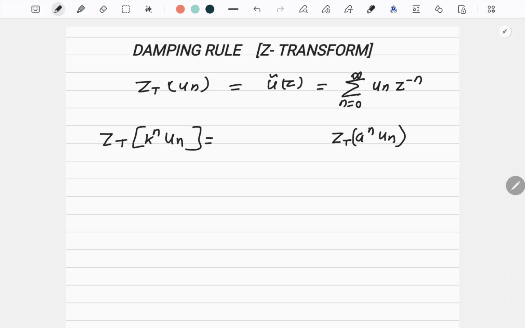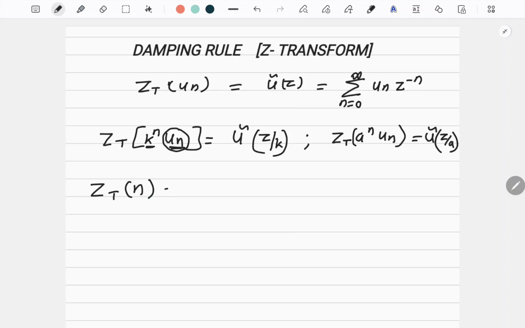Now the first damping rule says that if any function is multiplied by k to the power n, then you have to write down the Z transform of this u n. It will be U of z, but in place of z, you should write z by k. That's it. Same way, if you are using a, then this will be z by a. I'll give you a simple example, then I'll derive this also. Now you know that Z transform of n is z upon z minus 1 whole square. This we have done in the previous video.